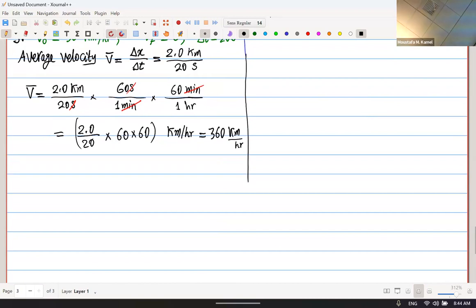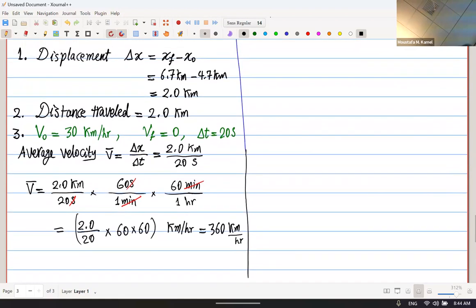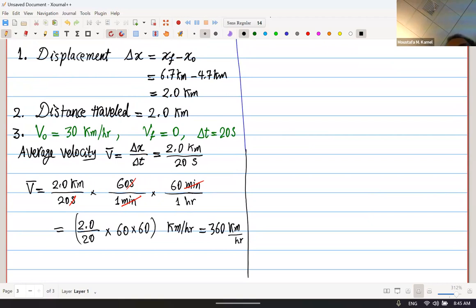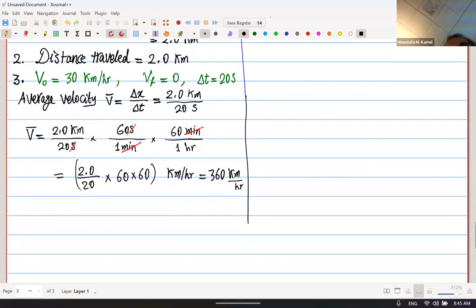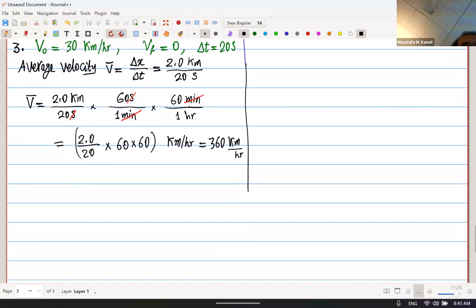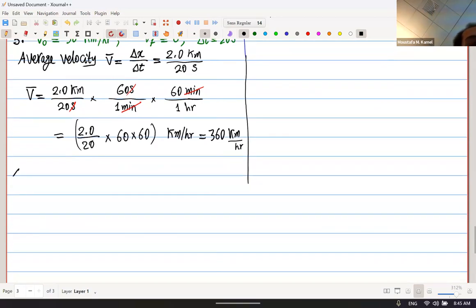Okay. The average speed in this case will be the same because the distance traveled is 2 kilometers as well, because the train didn't return or do any going back and forth. This distance is the same as average velocity in this case. Now we want to calculate the average acceleration.